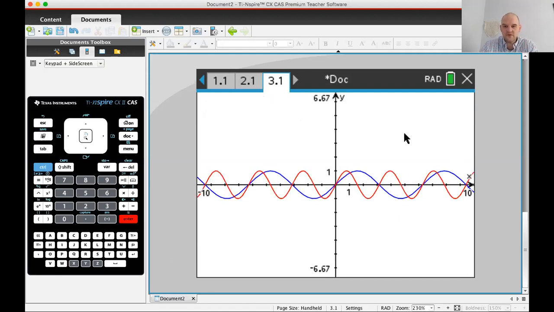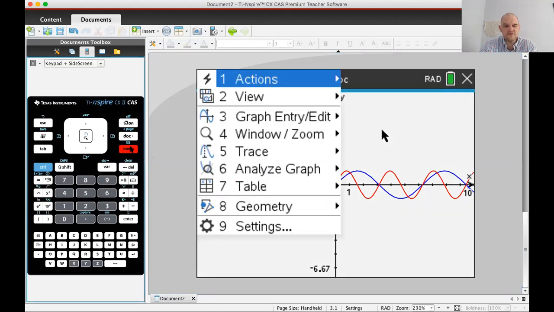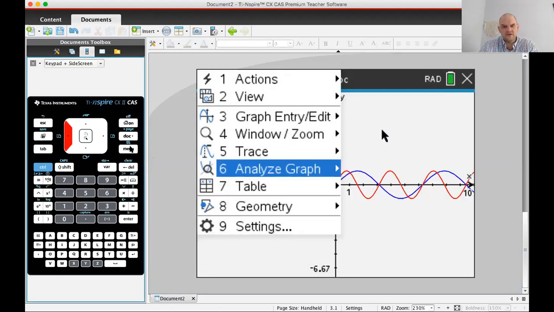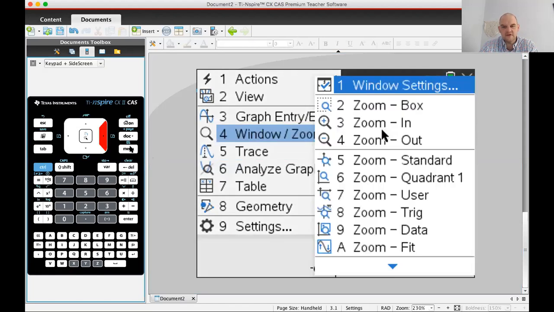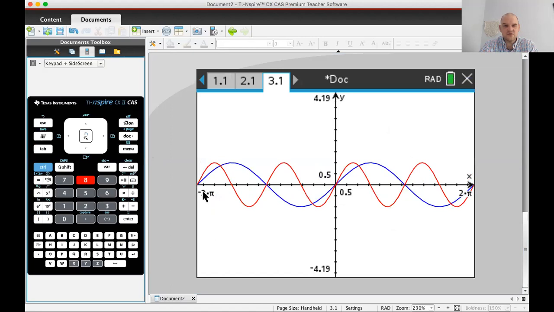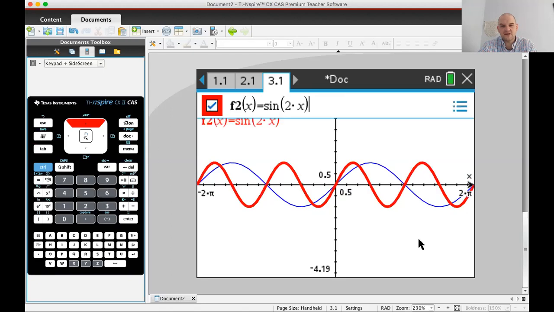So this is one of the weirder transformations. So what is happening here? Well, let me first do this. Menu 6, new, menu, and then window. And then I want option 8 for trig. So menu 4, option 8 for trig. And you can see it changes it. So we're going negative 2 pi to 2 pi. That's kind of useful. So the blue one is the original sine graph, and the red one is sine of 2x.